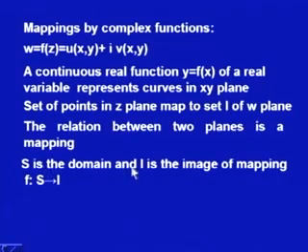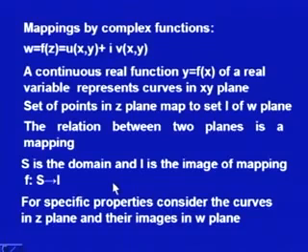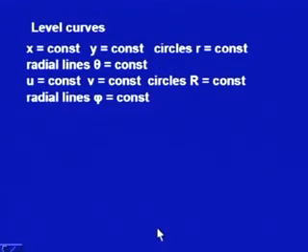So let us say S is the domain and I is the image of the mapping, and we have a function f from S to I. For specific properties, we consider curves in the z plane and their images in the w plane. So this is what we are going to do in the next examples.